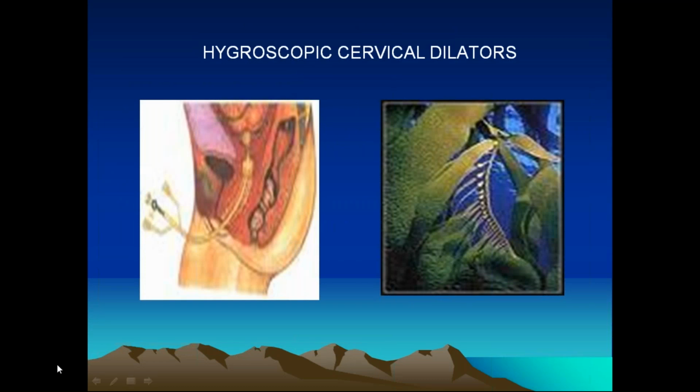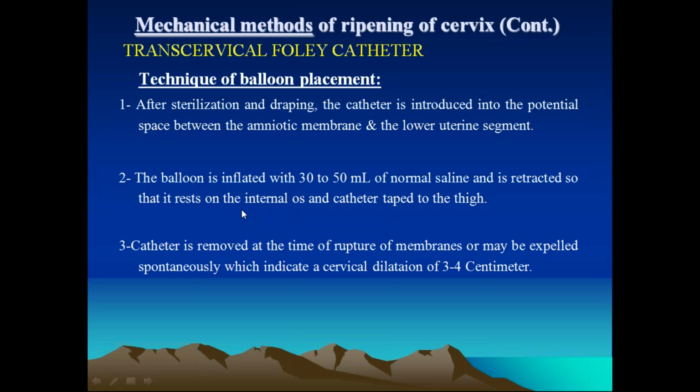So these are the most common complications of the dilators. See, these are the cervical dilators. We'll insert the tents into the os. And the other method is a transcervical Foley's placement. The technique of the balloon placement: after sterilization and draping, the catheter is introduced into the potential space between the amniotic membrane and the lower uterine segment, and then the balloon of the catheter is inflated, around 30 to 50 ml of normal saline is inflated into the balloon.